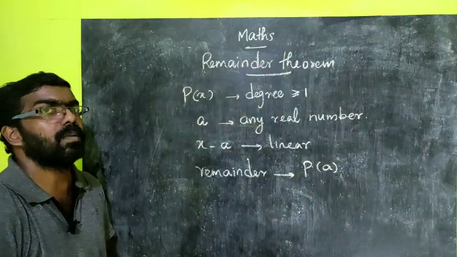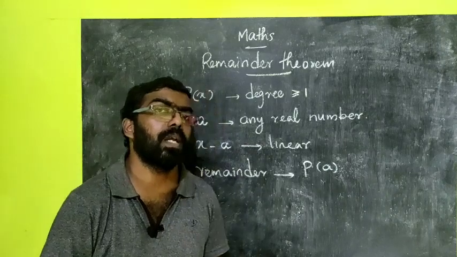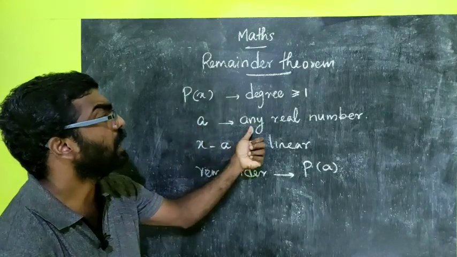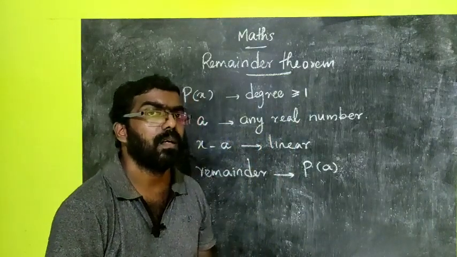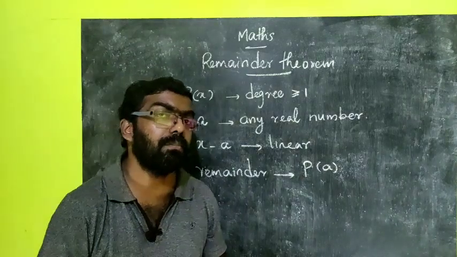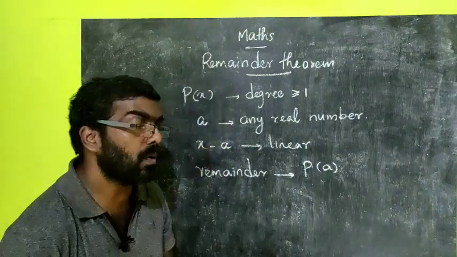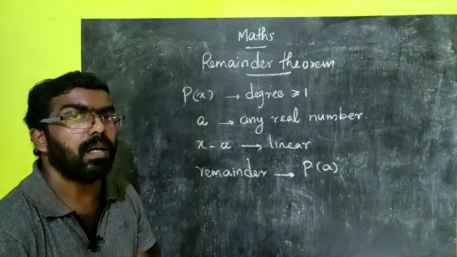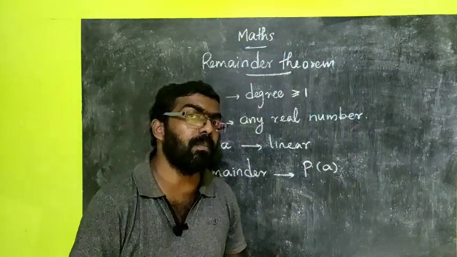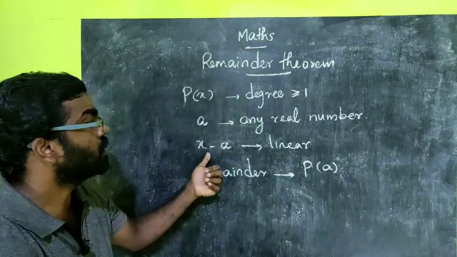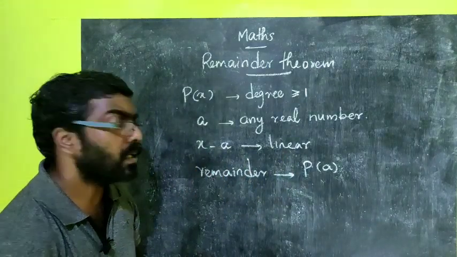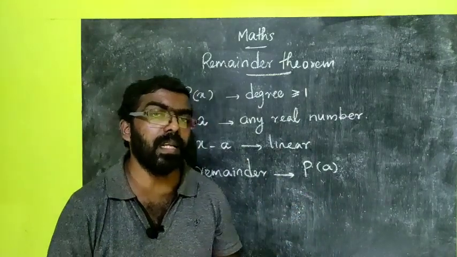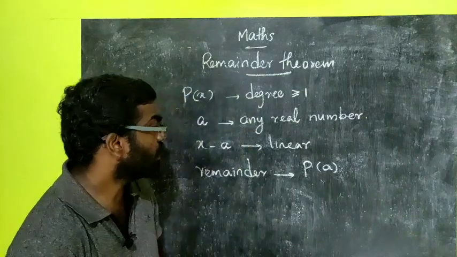I repeat the statement. Let p of x be any polynomial of degree greater than or equal to 1 and let a be any real number. If p of x is divided by a linear polynomial x minus a, then the remainder is p of a. If p of x is divided by a linear polynomial x minus a, then the remainder is what?